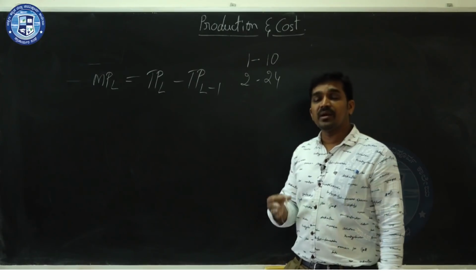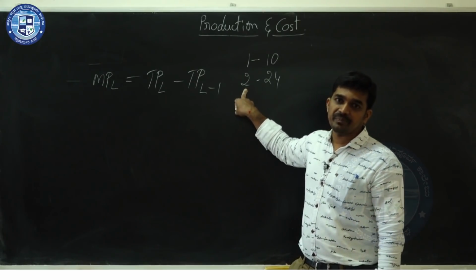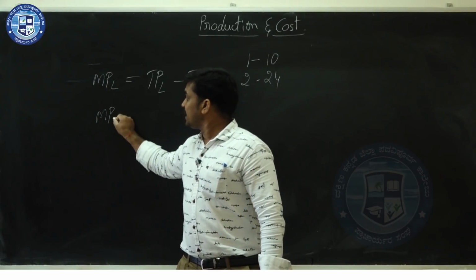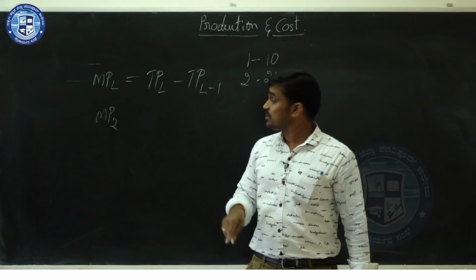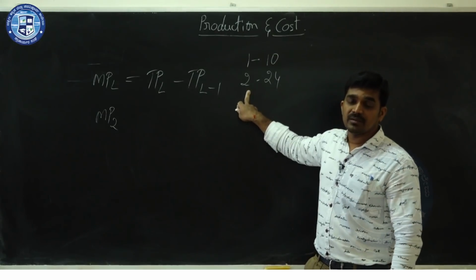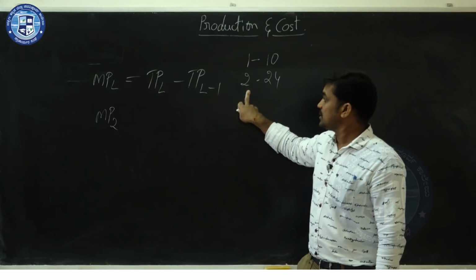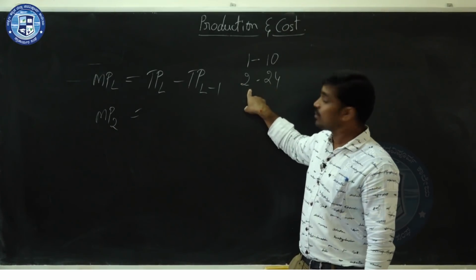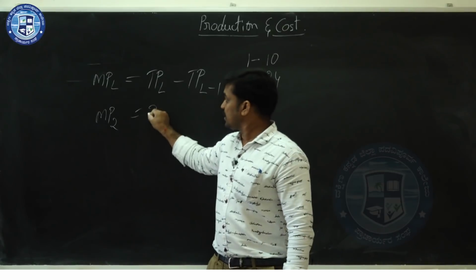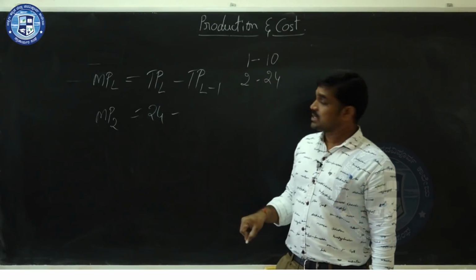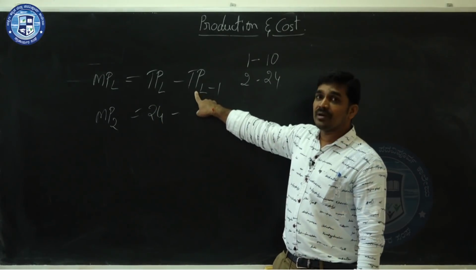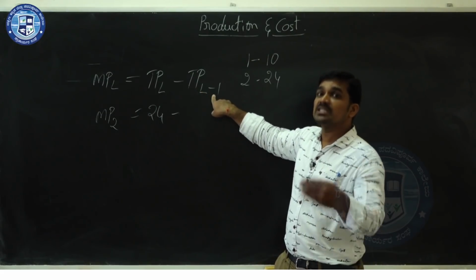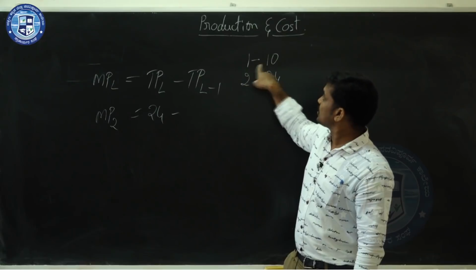What is the marginal product of the second unit of labor? Look here, MP2, we write here in the place of L, 2. It means the second unit's marginal product. It is equal to total product of the second unit. Total product of the second unit is 24, right? Minus total product of 2 minus 1. 2 minus 1 means the first unit. The first unit total product is 10.